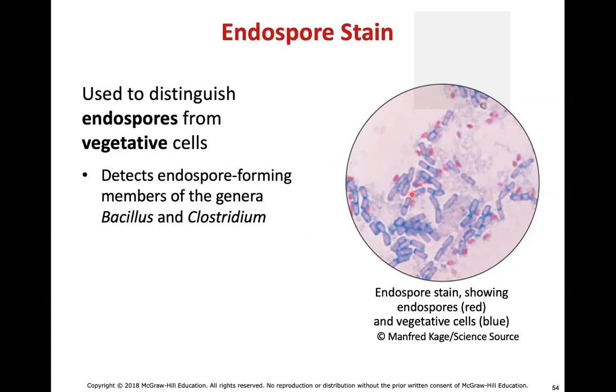But we can also look at spore development underneath the microscope with endospore stain, by staining with a particular stain that will stain for the spores, and that's what you see in this red color. These little red dots here are the spores, and the blue cells are just vegetative cells, which are non-spore forming cells.